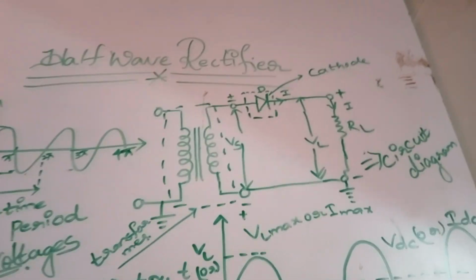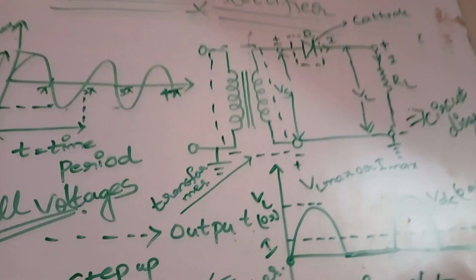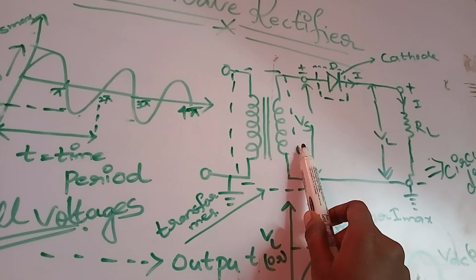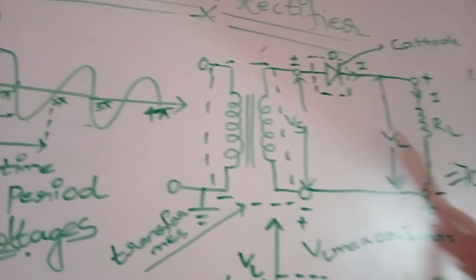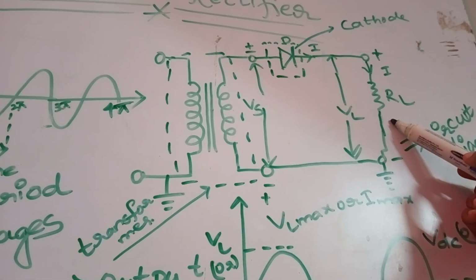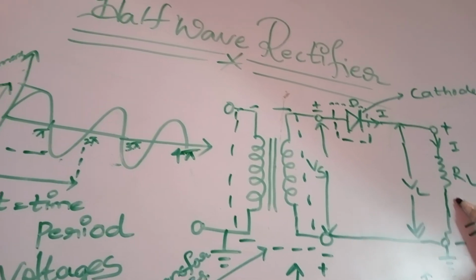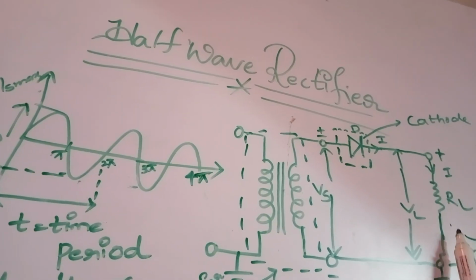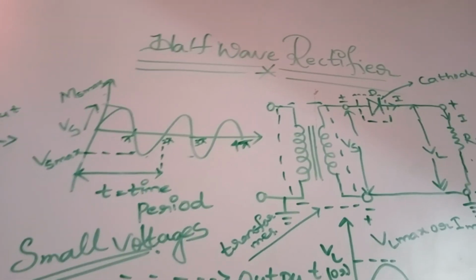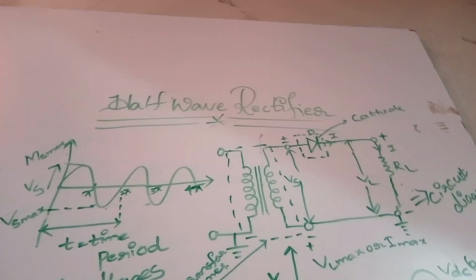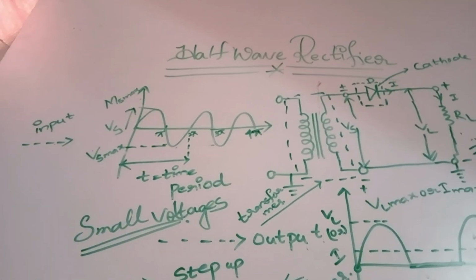So you can see what Vs is, which is nothing but the source voltage. VL is nothing but the voltage across the load resistance. So here we have a resistance RL, which is nothing but the output. Load is nothing but the output, whatever the input we are giving and whatever output we are getting. So this is the half wave rectifier.